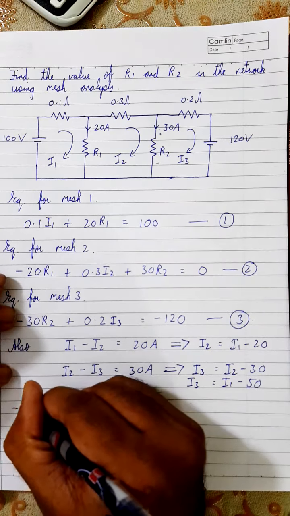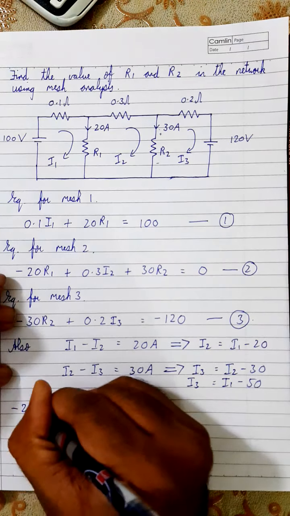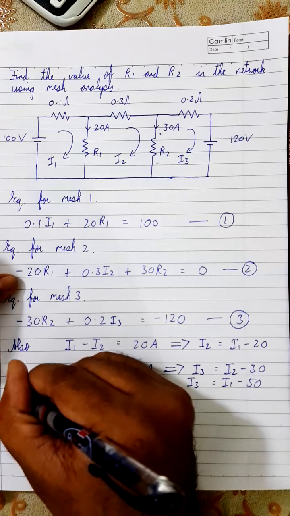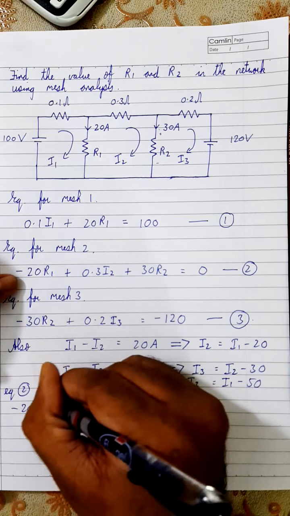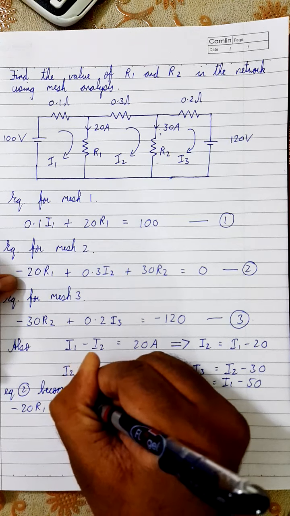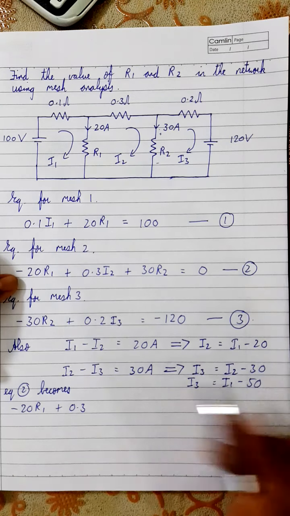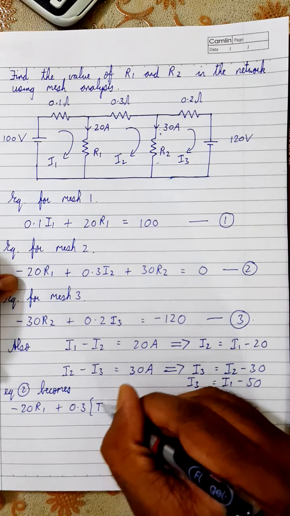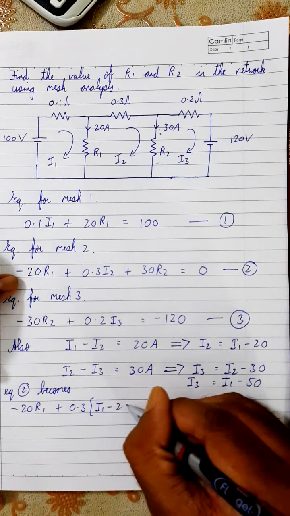So this is minus 20 R1, right? Equation 2, minus 20 R1. Let me write it like that. That is equation 2, which becomes minus 20 R1 plus 0.3 I2. And what is I2? I1 minus 20. So I1 minus 20 plus 30 R2 equal to 0, right?